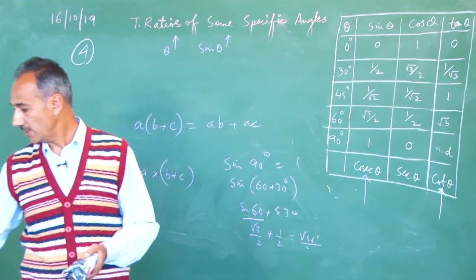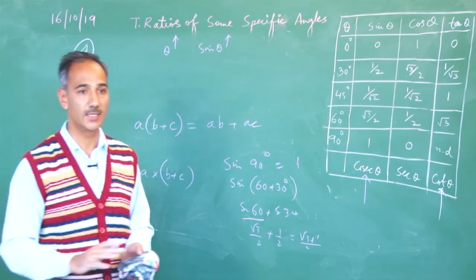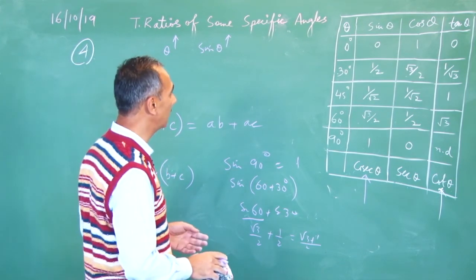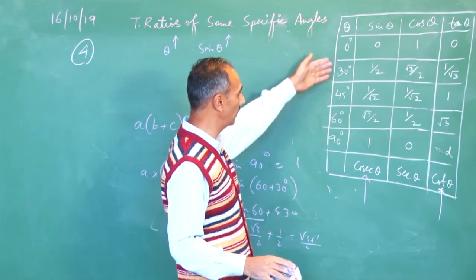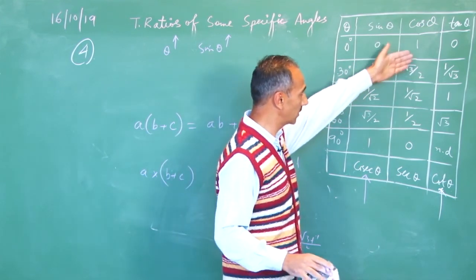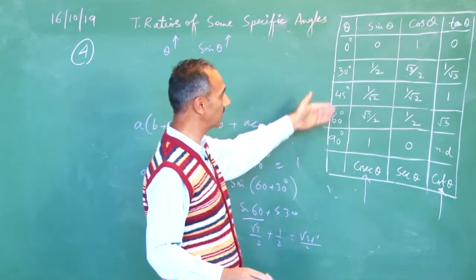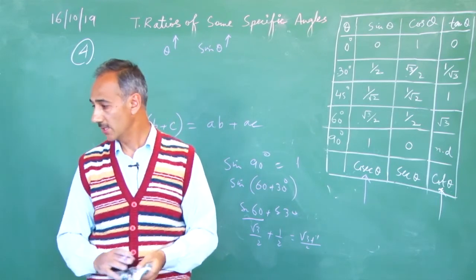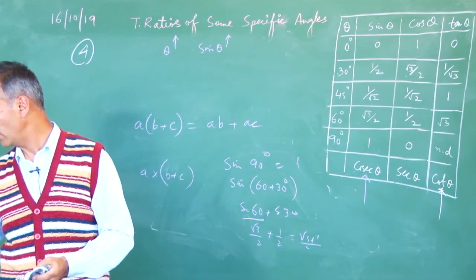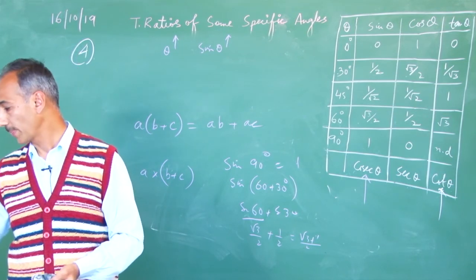The next part says, this is the third part, the value of cos theta increases as theta increases. Go to the cos column. As theta increases, cos theta decreases. From 1, it goes down to 0. So as theta increases, cos theta decreases. So if you were asked, the value of cos theta increases as theta increases, this is false.